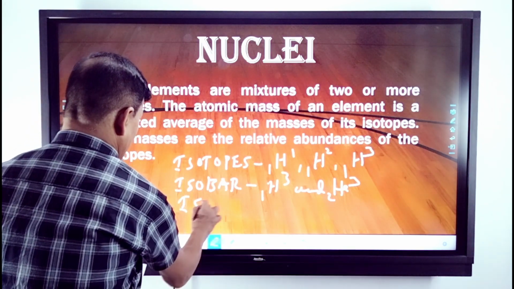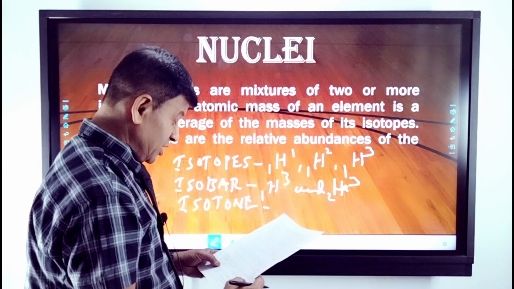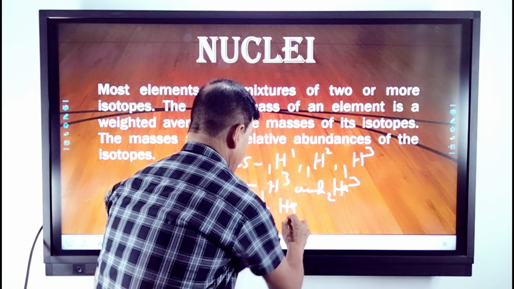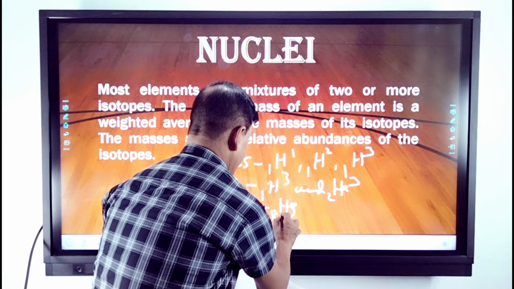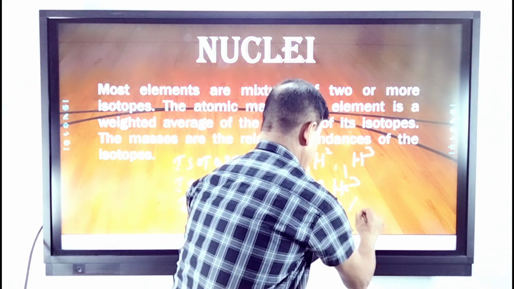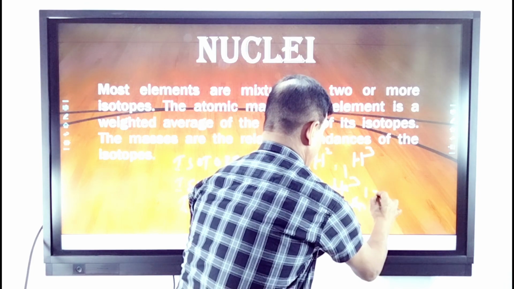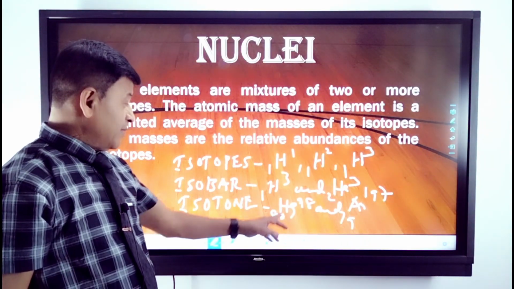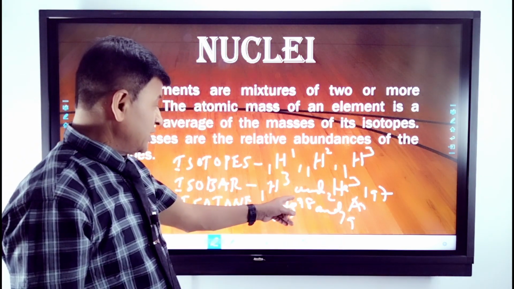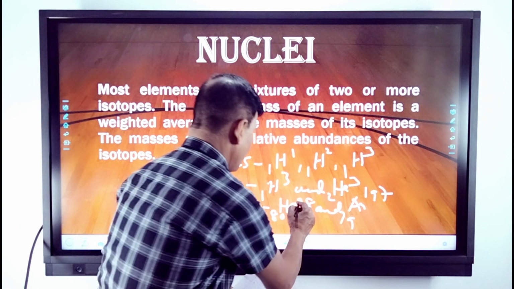Next, come to isotones. As an example of isotones you can write here mercury Hg 80, 198, and gold Au 79, 197. So for mercury the Z number is 80, and for gold it is 79, and the mass number is A, which is Z plus N. Now for mercury, the mass number is 198.